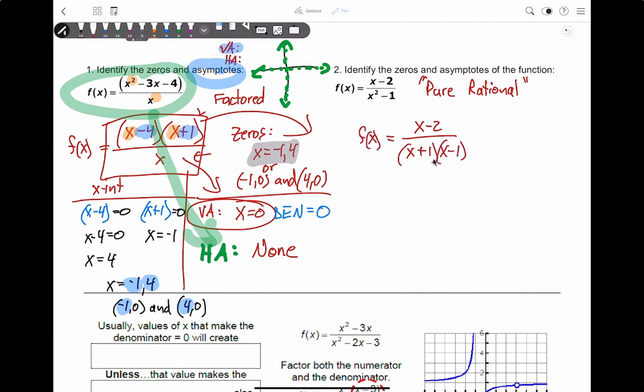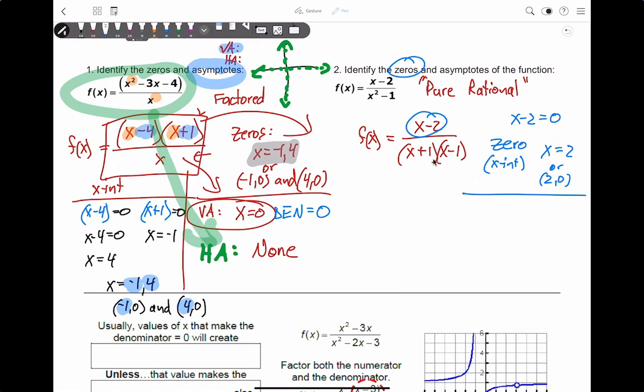Now, to identify the zeros, I will set the top equal to 0 and solve for x, which happens at 2. So my x-intercept becomes, and you could say x-intercepts, or you could say zeros. The zeros of the function, aka the x-intercepts, will occur at x is equal to 2, or (2, 0) as a point. Okay, that's the first part.